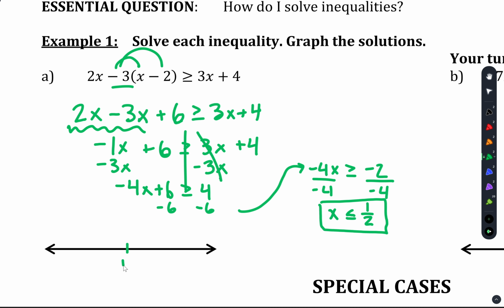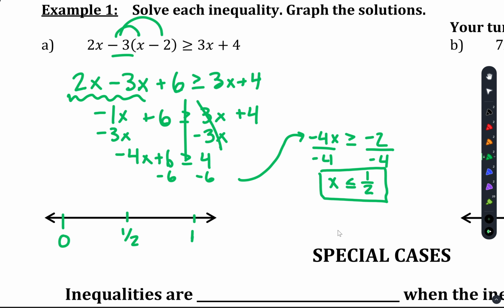And I'm going to graph that. 1/2 goes in the middle. I'm going to pick one number bigger and one number smaller than 1/2. Do I have an open or a closed circle here? Closed circle. And is it going to point to the right or the left? Beautiful. Any questions on that one?